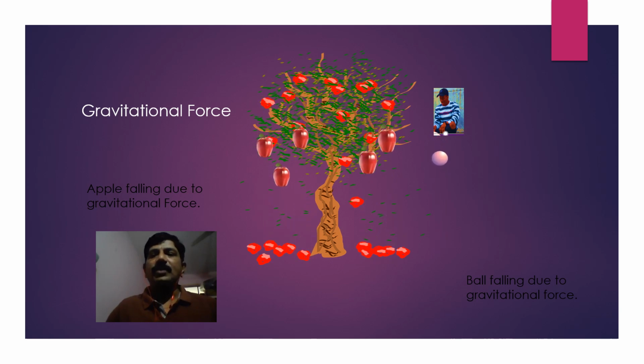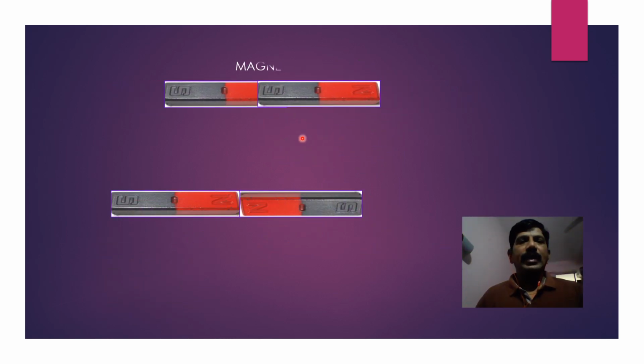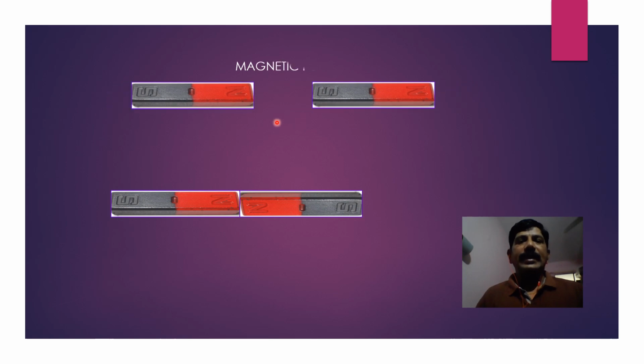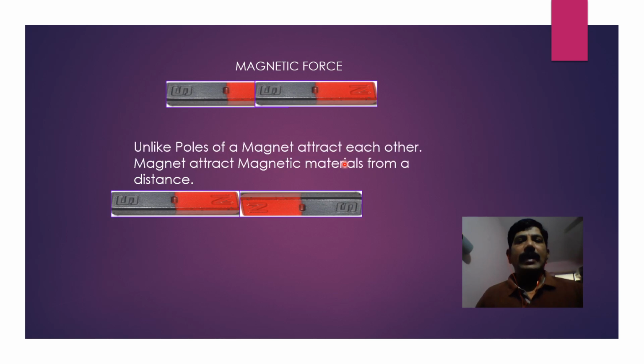Okay. Now observe one more example here. Children, you observe this animation. Two magnets are there. The south pole of one magnet and the north pole of the other magnet get attracted. When you bring small nails near the magnet, they get attracted. See, there is no direct contact. So this type of force is known as force at a distance. So we can say that unlike poles of a magnet attract each other. Are you clear about that one?